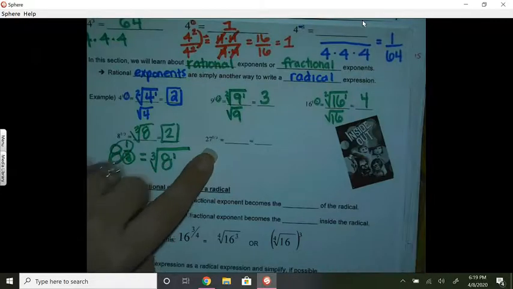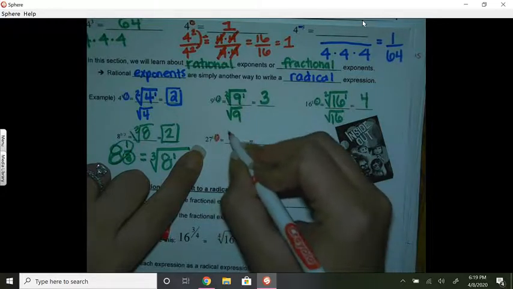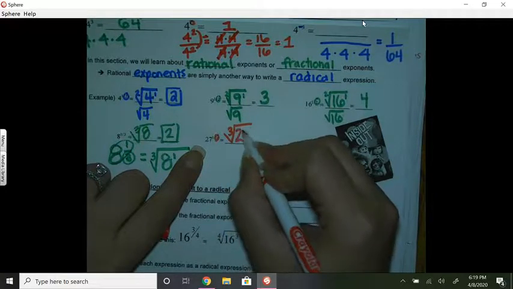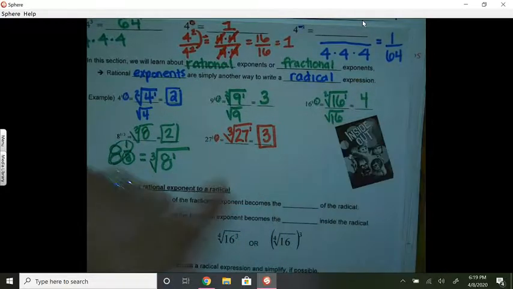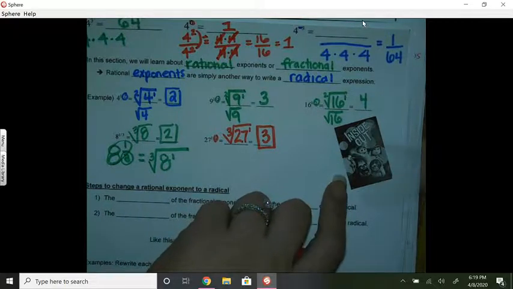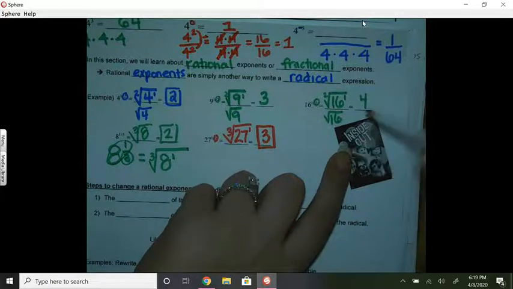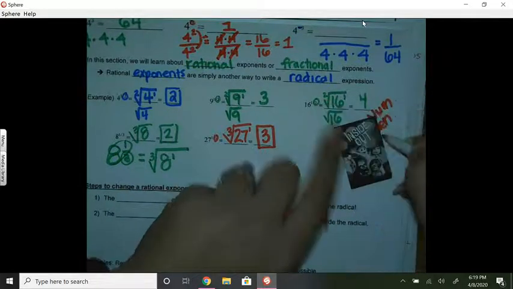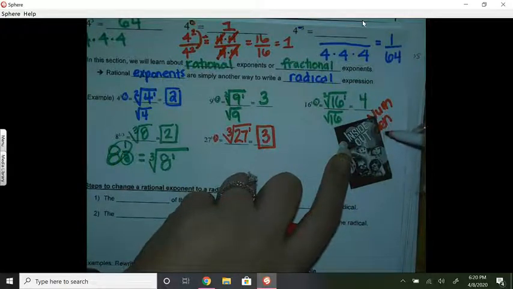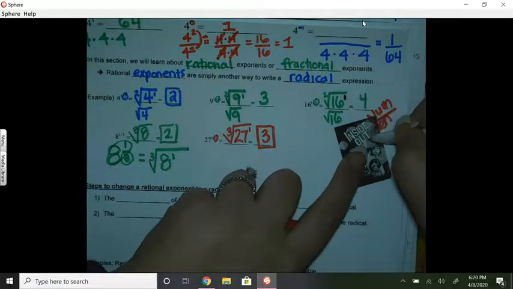If we had 27 to the 1/3, the denominator is 3, so the index is 3. It's saying what times itself 3 times is 27? So 3. Notice I put this, a kid's movie, Inside Out. That helps me remember that if this is the numerator and this is the denominator, the denominator is the one on the outside, the little index number. The top number, the numerator, can go in, and the bottom one will go outside here.